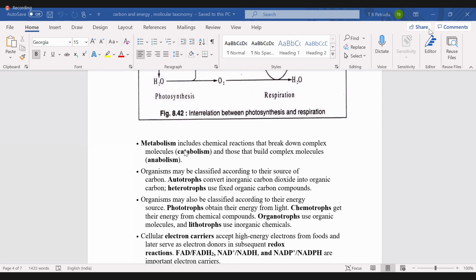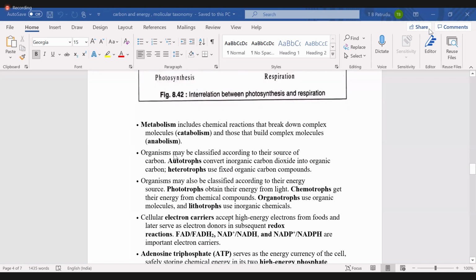Both catabolism and anabolism are metabolism. Remember these terms.